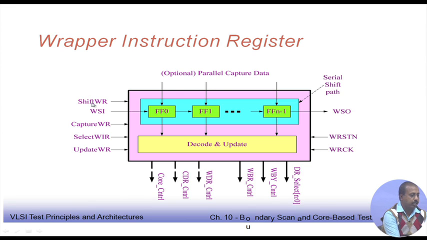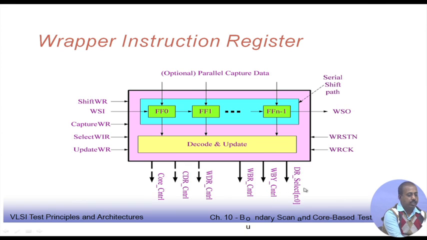The other signal inputs that are coming are shift WR, capture WR, select WIR and update WR. These are actually the instructions that are coming. Then we have WRST and WRCK: this is the clock, and this is the reset signal. And then we have the decode and update. All these inputs are decoded, and accordingly the values are updated.